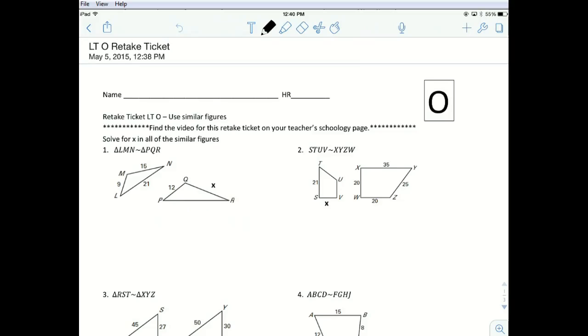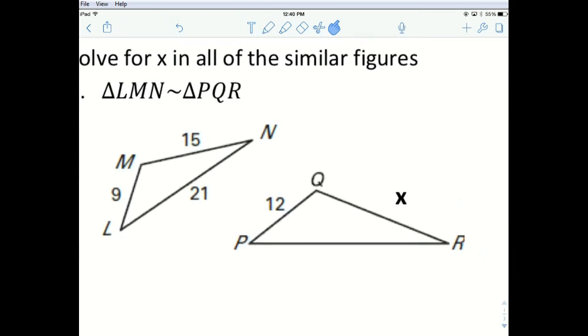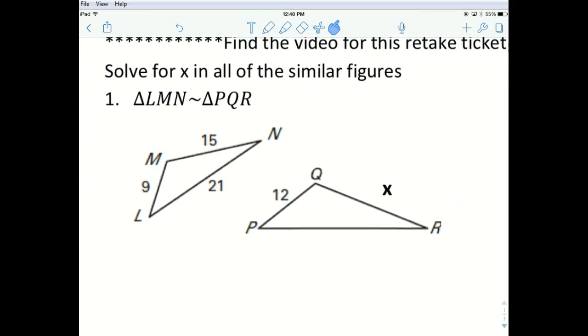This is learning target O Retake Ticket. We are using similar figures. So I'm going to start with number 1 here. We've got two similar triangles. The important thing to look at is both the picture but also the congruence or similarity statement, because this is going to tell us what we can match up.